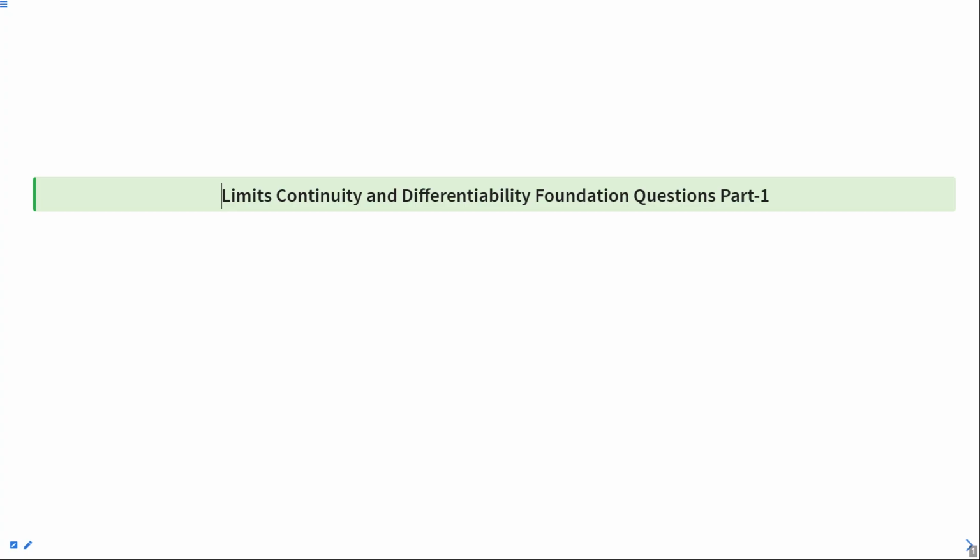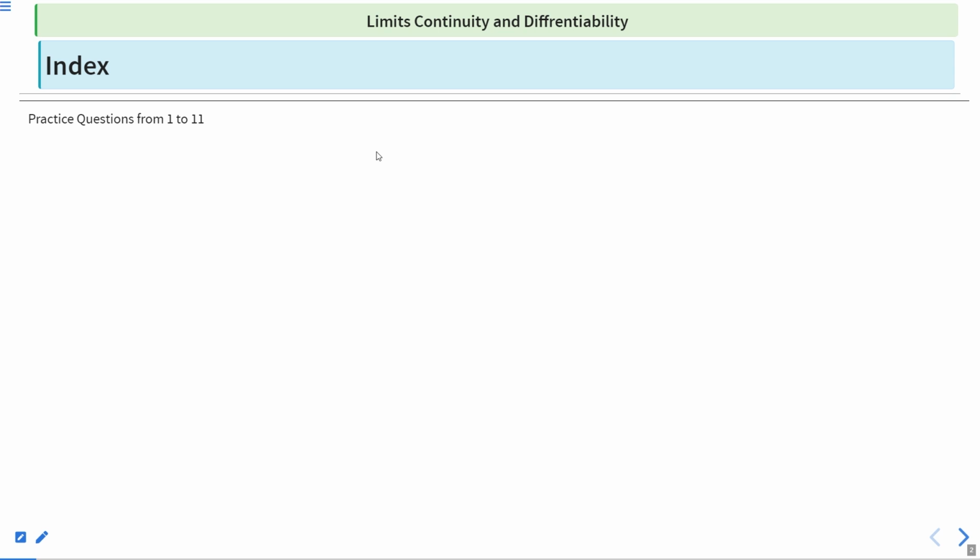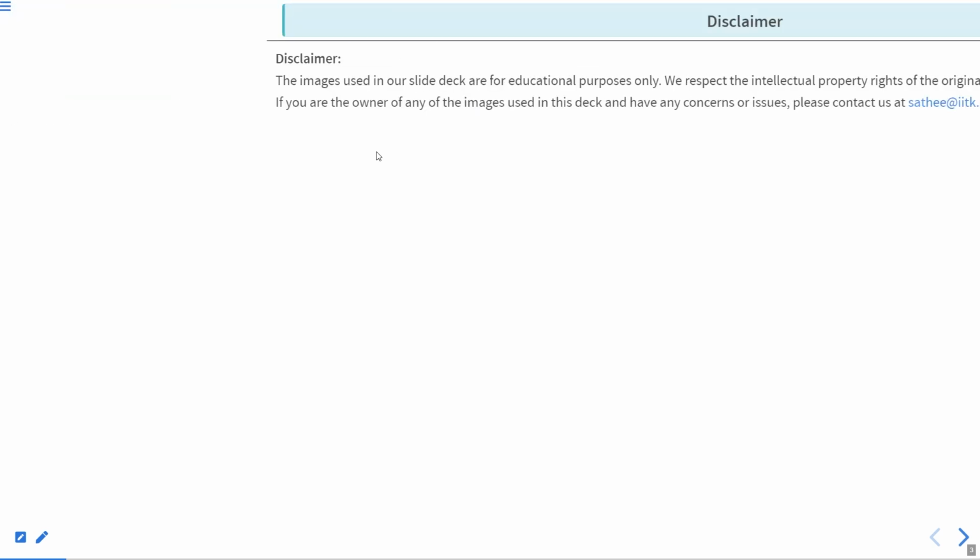Hello everyone. In today's lecture, we will see some questions based on limits, continuity, and differentiability. So, practice questions from 1 to 11.